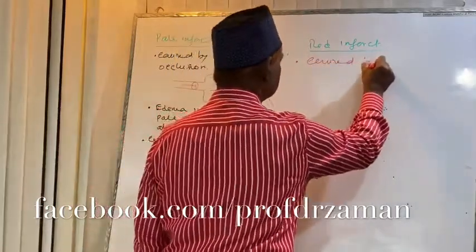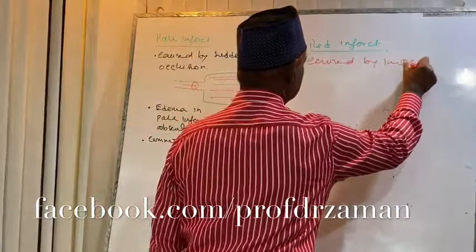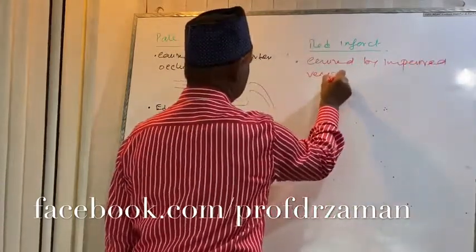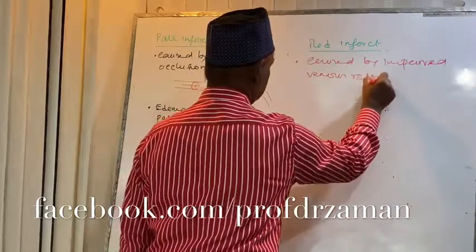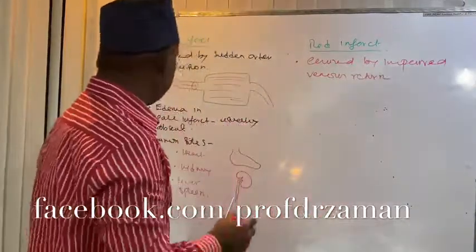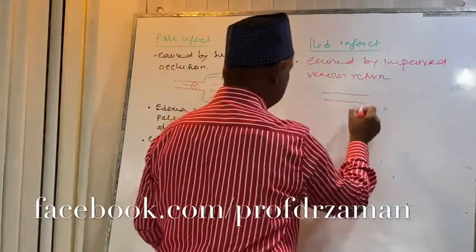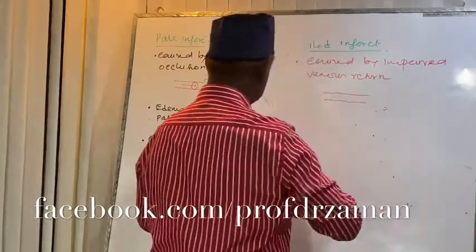Now come to red infarct or hemorrhagic infarct. Dear audience, the red infarct is caused by impaired venous return.